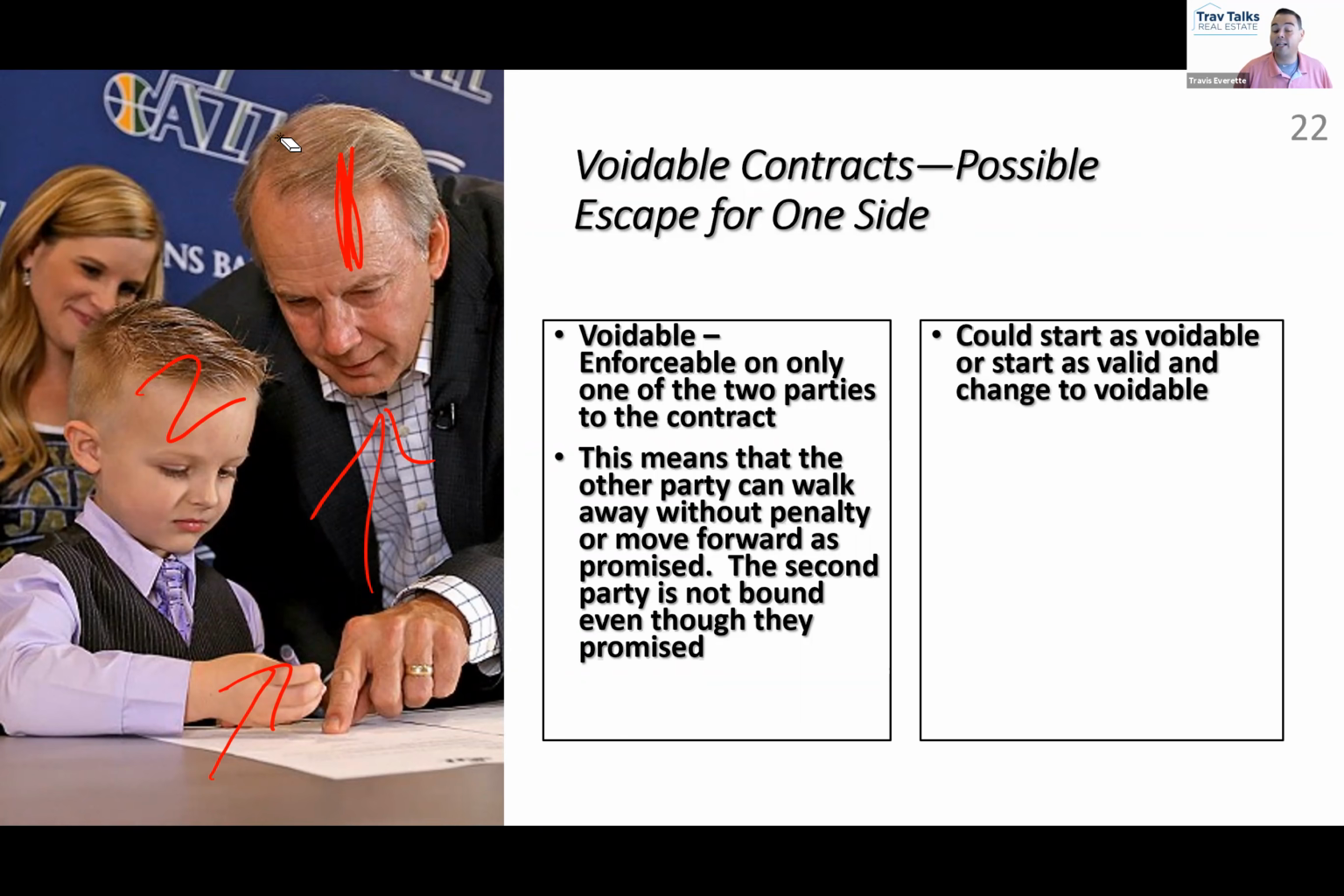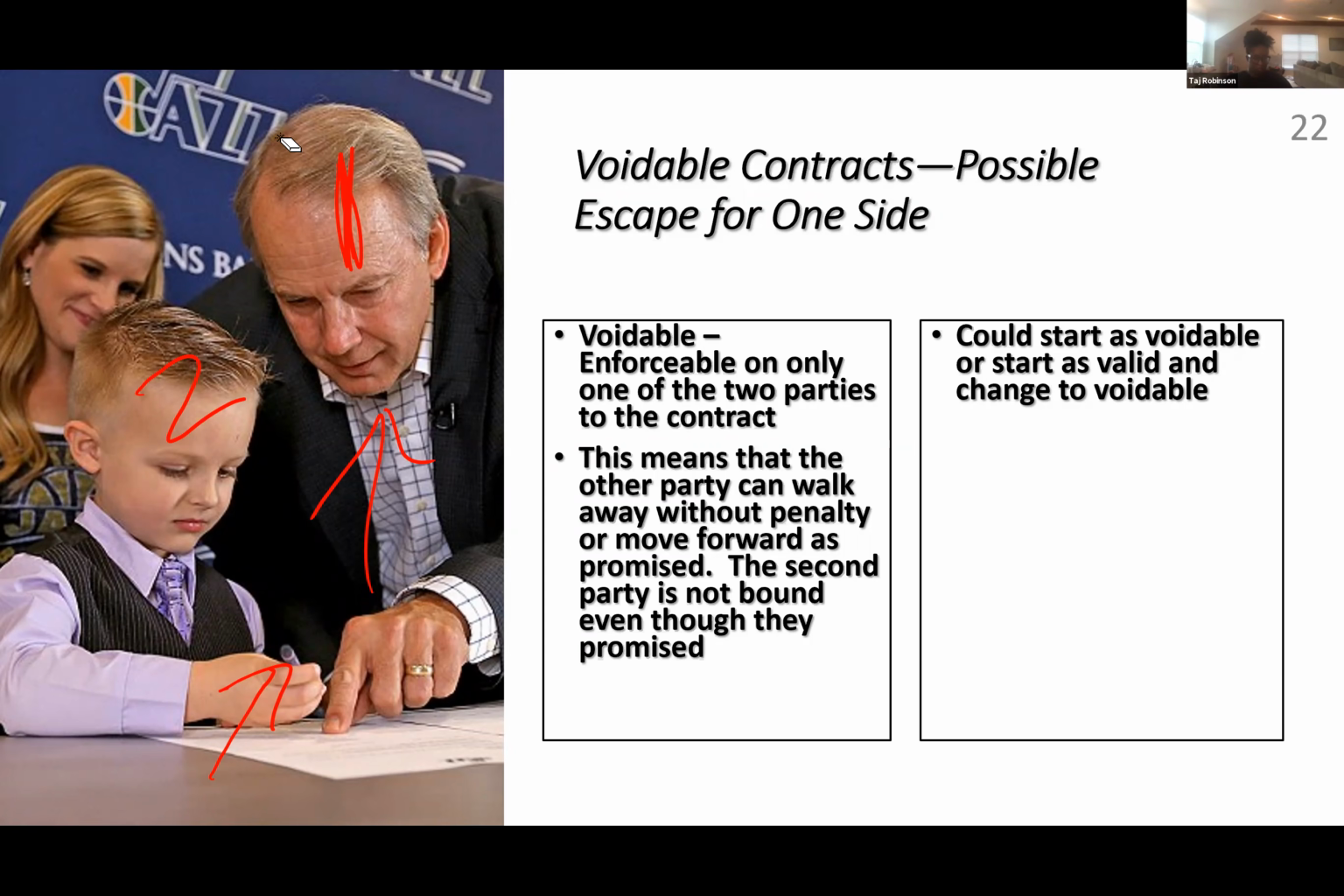The example we just used is one that starts as voidable from the very beginning. I do want to point out though, and we're going to elaborate on this further, a contract could start as valid, but change to voidable. We're going to talk a little bit more about that, but sometimes contracts start as voidable. This is one that clearly starts as voidable. Does this make sense for everybody?